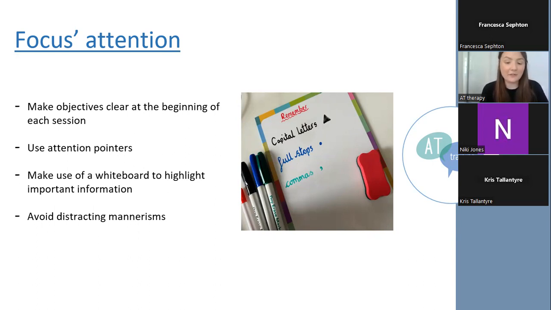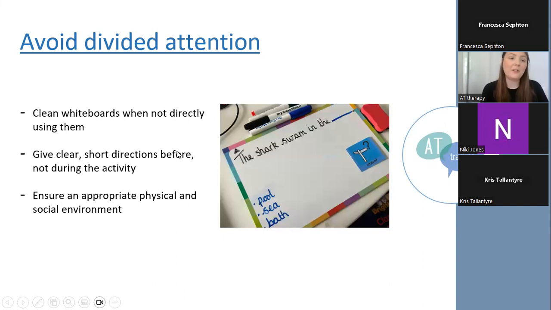Any distracting behaviours and mannerisms can distract the student from the lesson. That can include anything from fidgeting to using filler words, even though we know it's really difficult sometimes. But trying to avoid that as best as we can helps the learner focus their attention. So avoid divided attention. To enhance attention, when we are using those whiteboards, we need to make sure that they are clean. That will minimize the distraction and ensure a clutter-free learning space.